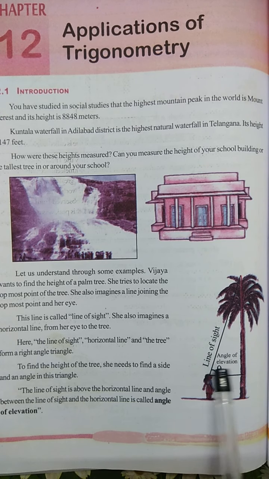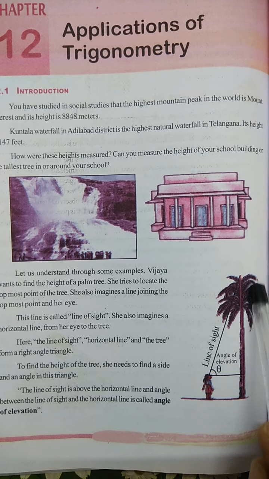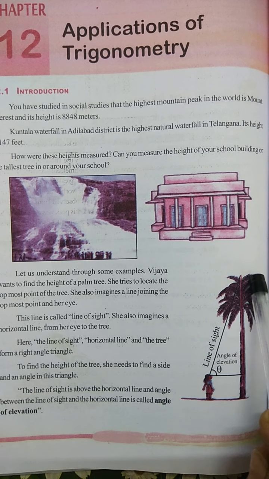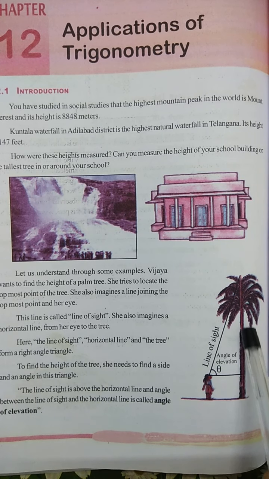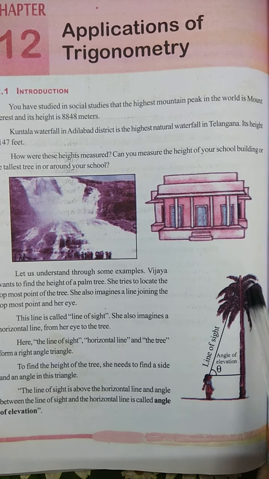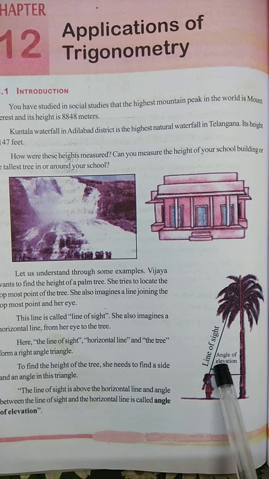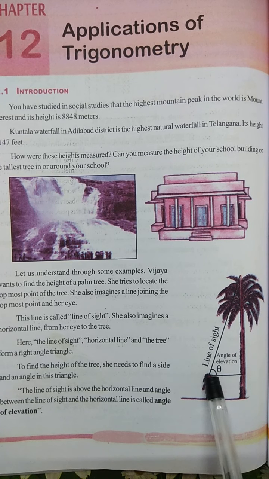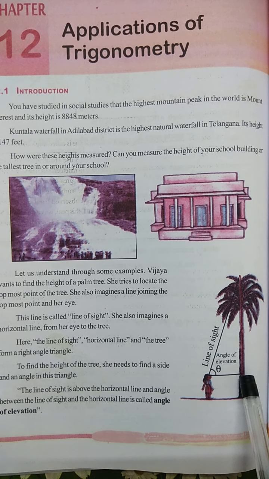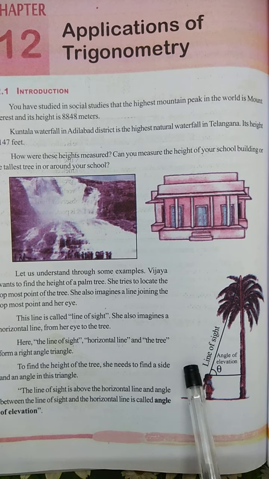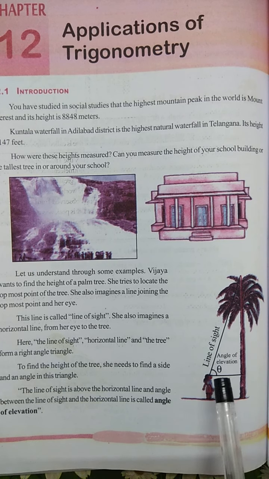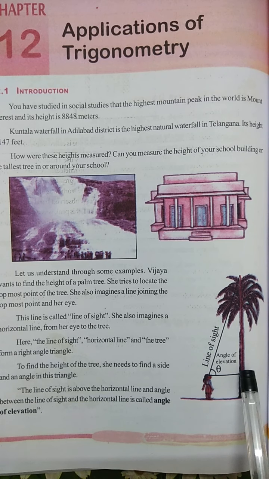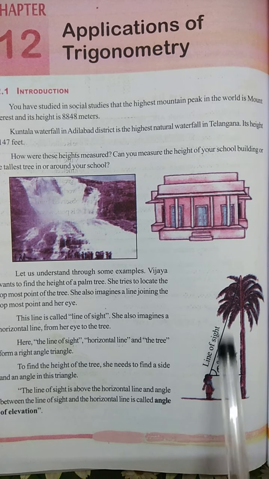Angle of elevation is formed when you observe any object which is at more height than you. If you observe any object which is at more height than you, then the angle of elevation is formed with the horizontal line and the line of sight. Angle of elevation is the angle between the horizontal and the line of sight.